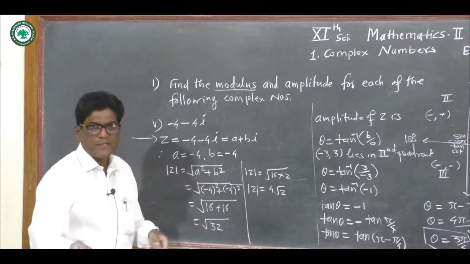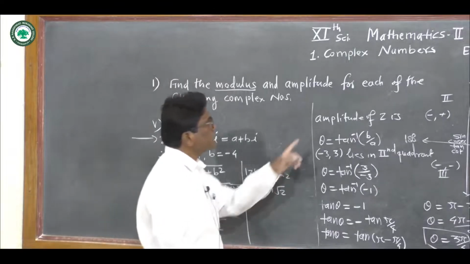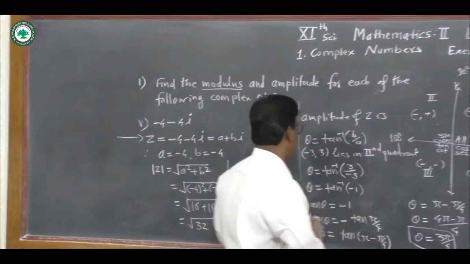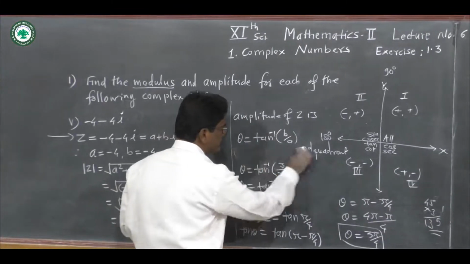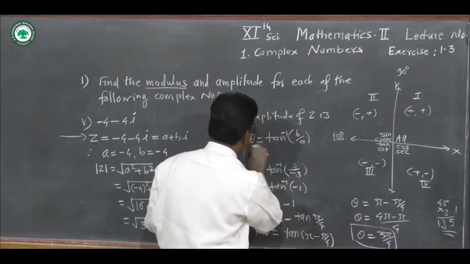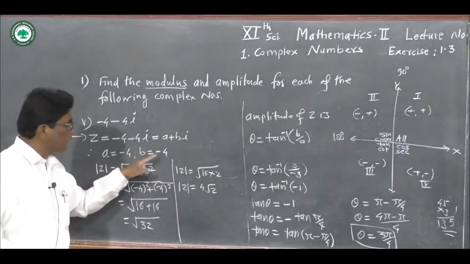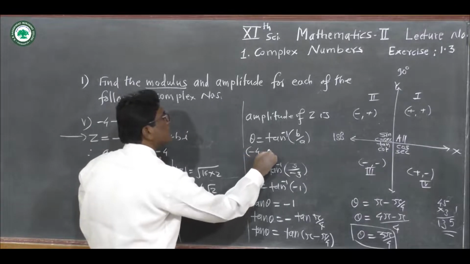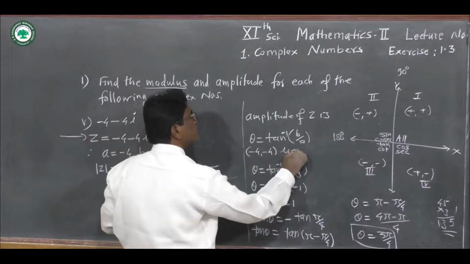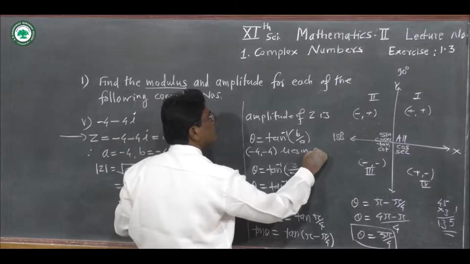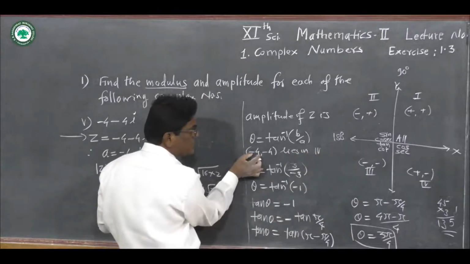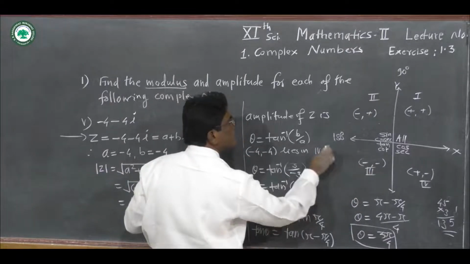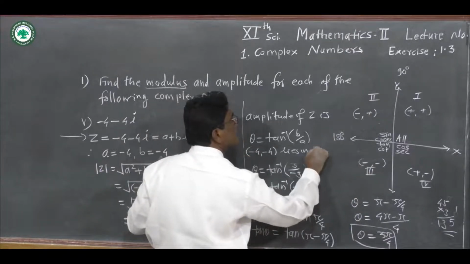Now here we have to find amplitude. So amplitude of z is given by theta is equal to tan inverse of b upon a. Now this point, minus 4 and minus 4, lies in which quadrant? See here minus 4, minus 4, both are minus. So it lies in the third quadrant.